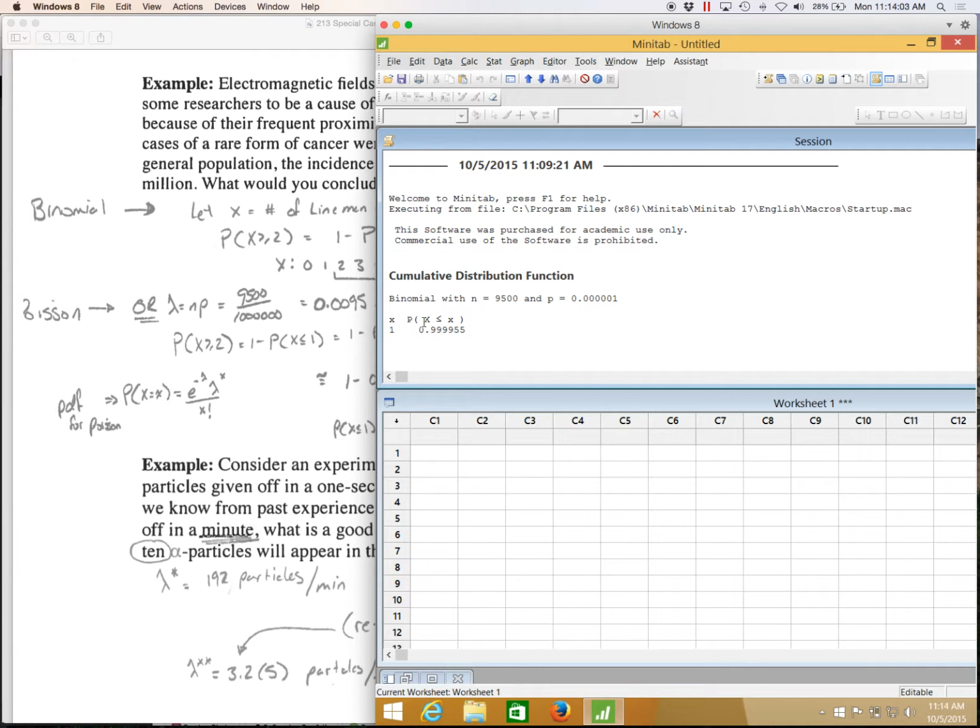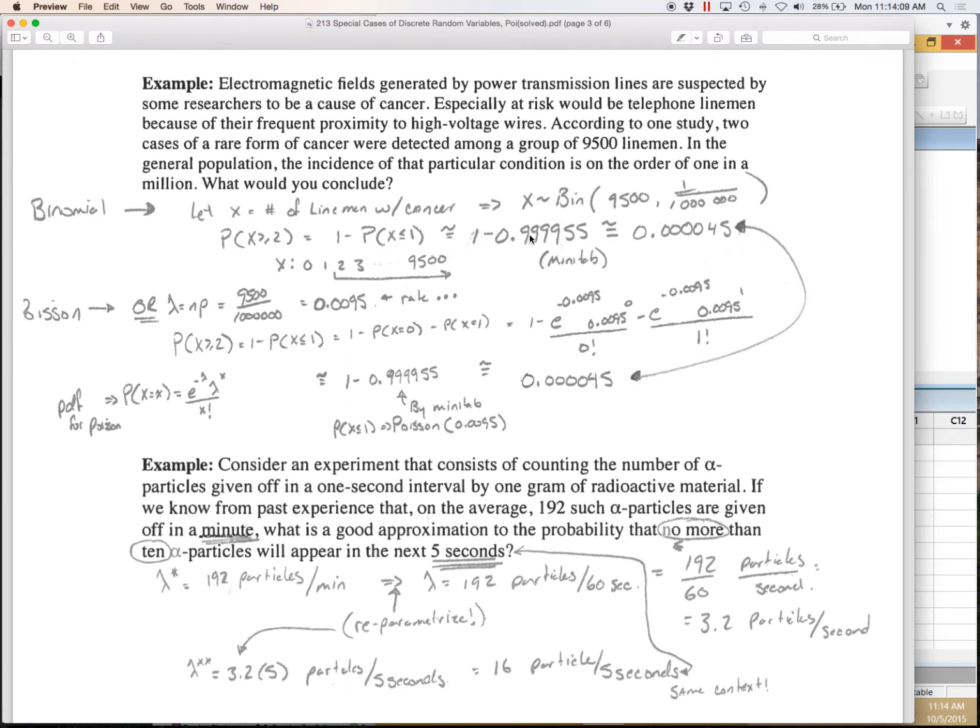Here I get the probability of less than or equal to 1 being 0.99995. So 1 minus 0.99995 gives me a probability very close to 0 of having at least 2 linemen with cancer. Okay, so the other way I could think about this, like I said, was as a Poisson distribution.